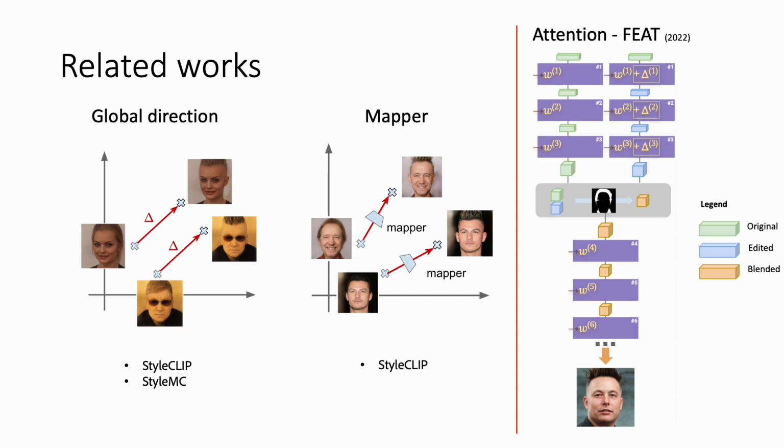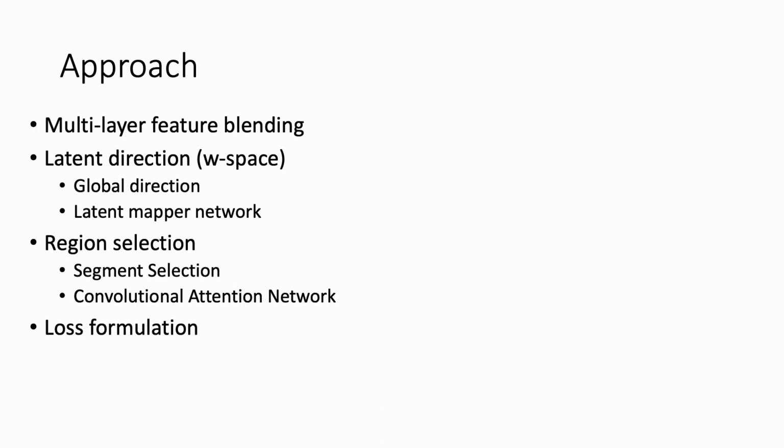In our paper, we aim to retain the simplicity of ideas based on global direction and mapper, while aiming to achieve high fidelity in our edits similar to FEAT. Our CoralStyleCLIP method employs a novel blending strategy to automatically learn the correct regions and the correct set of layers that correspond to the fixed input text prompt. We refer to this as multi-layer feature blending strategy.